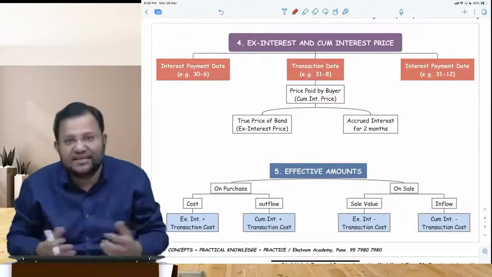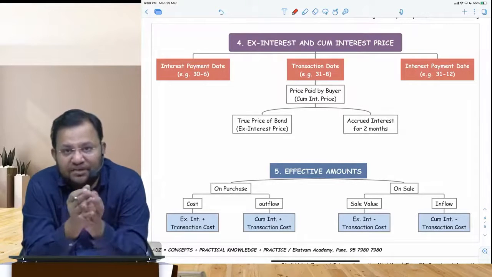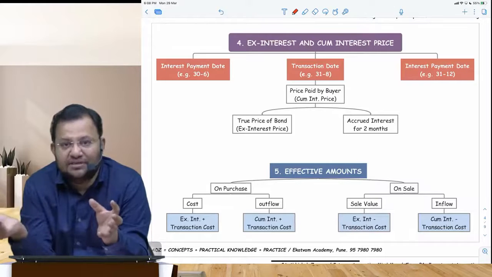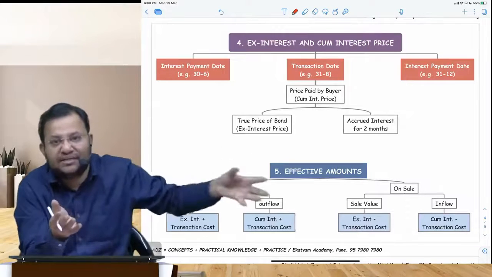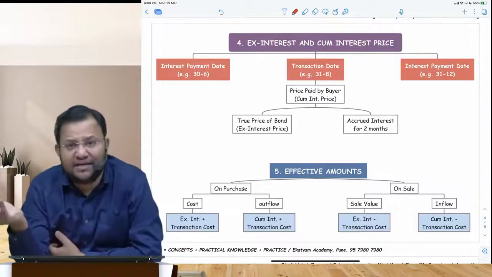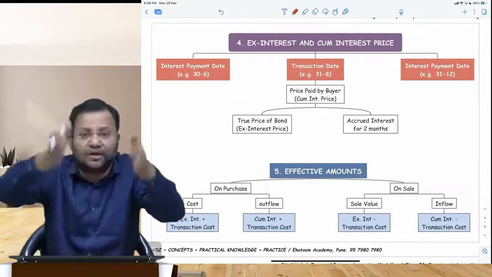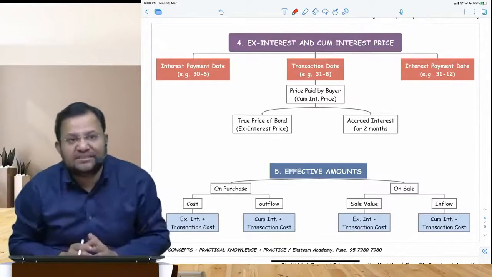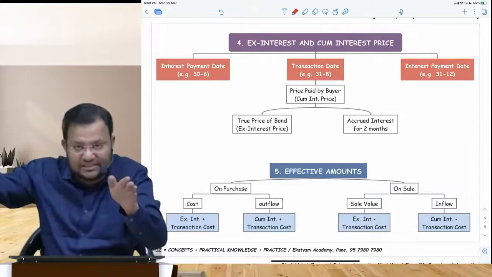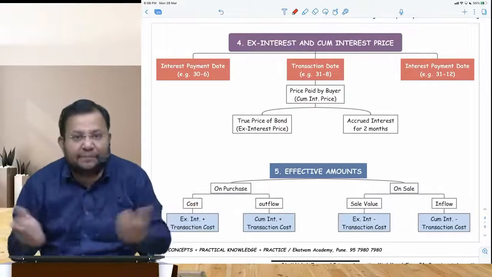In case of debt investments or debentures, when you acquire, the price that you pay for a debenture can be either ex interest price or cum interest price. Ex is excluding interest and cum is including interest. Transactions can happen at any point of time, but the interest payment by the company is only on the record date. The company says we will pay the interest on 30 June and 31st December only, for the first 6 months and the next 6 months. But a transaction can happen at any point of time.